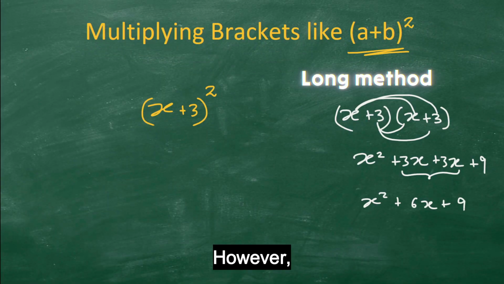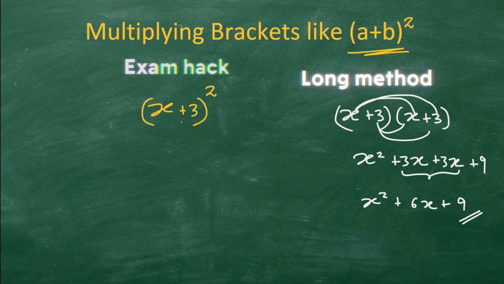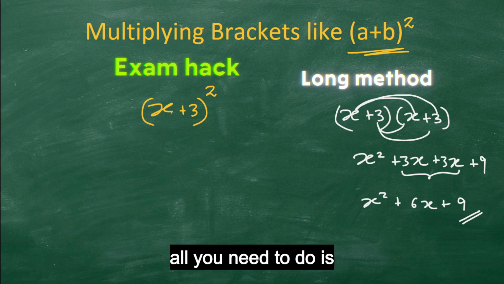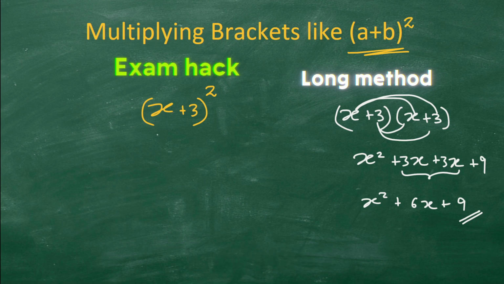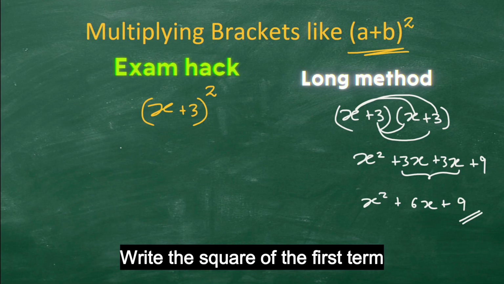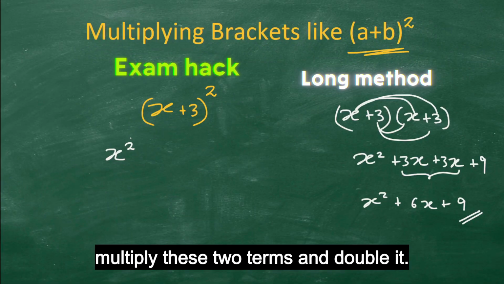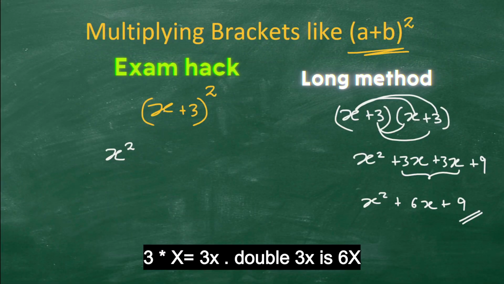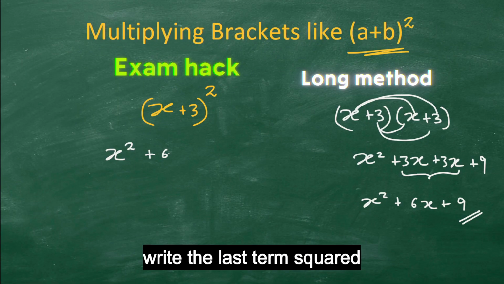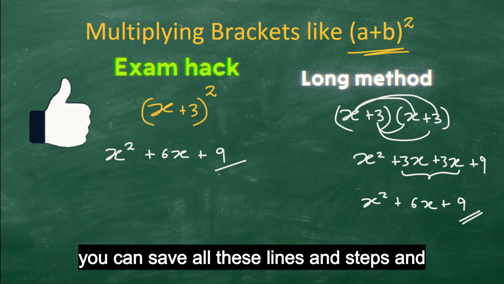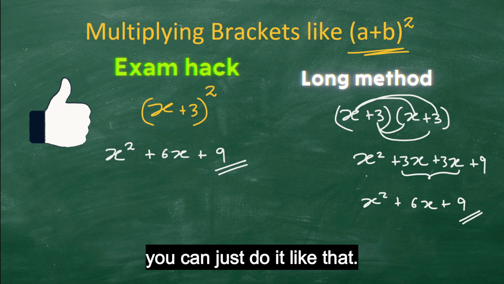This works. However, look at this method. If you want to multiply out something like this, all you need to do is use this. Write the square of the first term, x squared, here. Then multiply these two terms and double it. So 3 times x, 3x, double 3x is 6x. And then write the last term squared, which is 3 squared, 9. Done. See, you can save all these lines and steps and you can just do it like that.